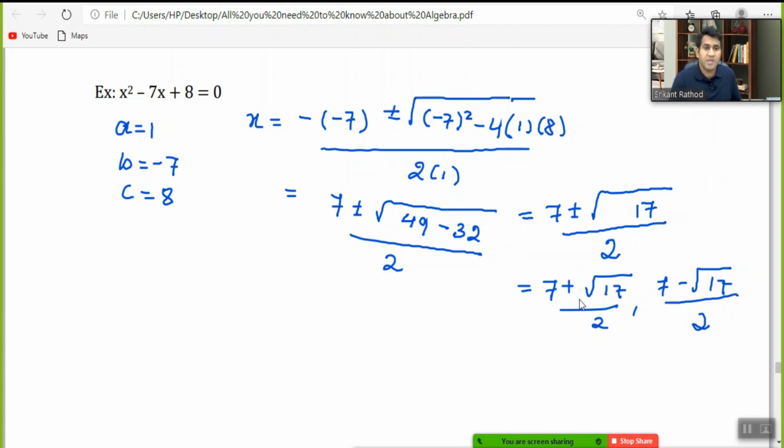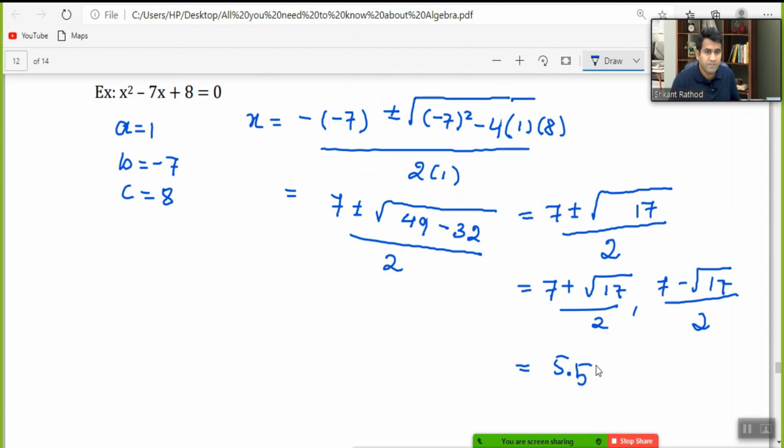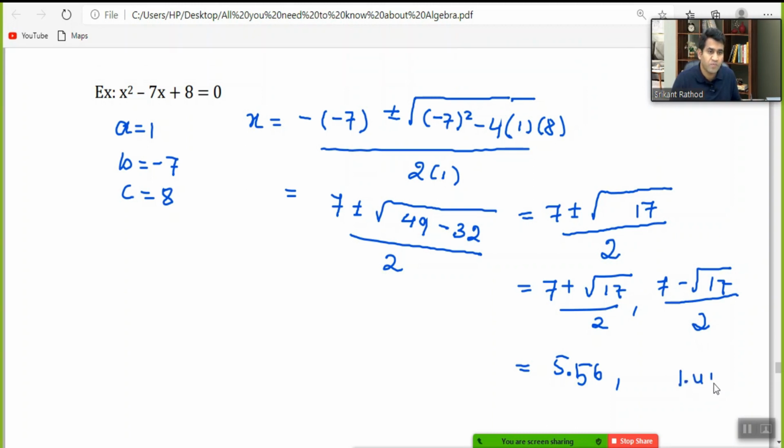That 7 plus square root of 17 by 2 gives you approximately 5.56, and 7 minus square root of 17 by 2 gives approximately 1.44. So these are the two values of x. These are the roots of x. But there are some exams which won't allow you to use a calculator. In that case, you can just approximate the values.